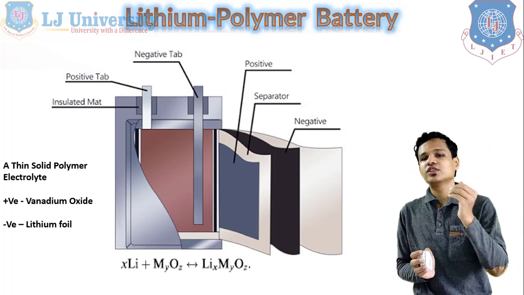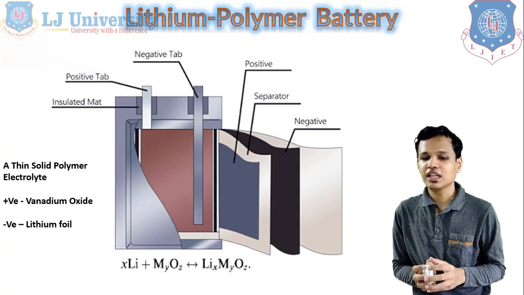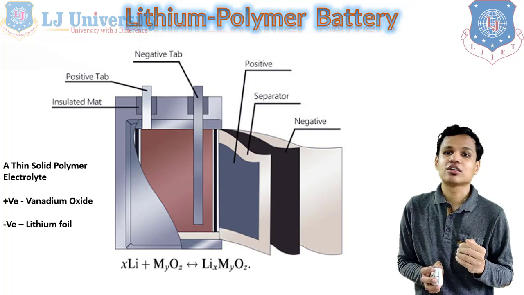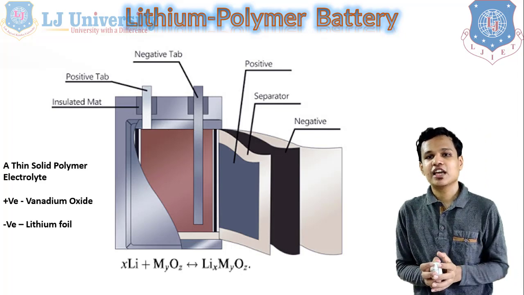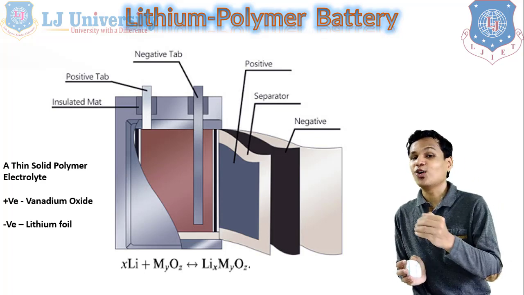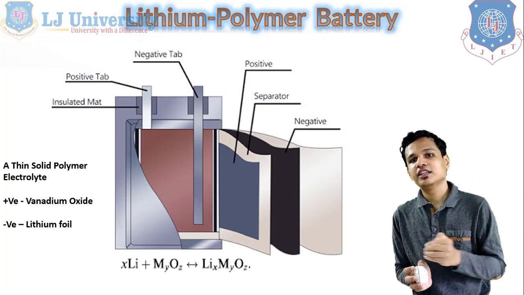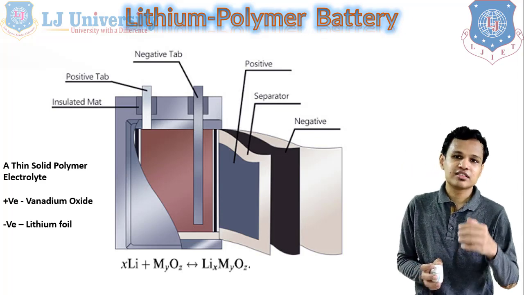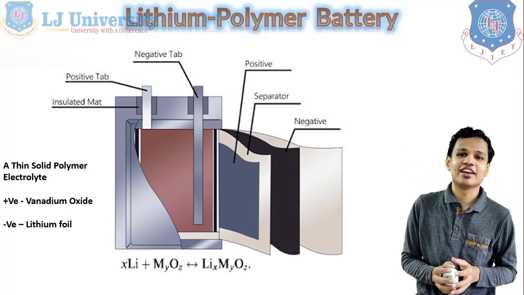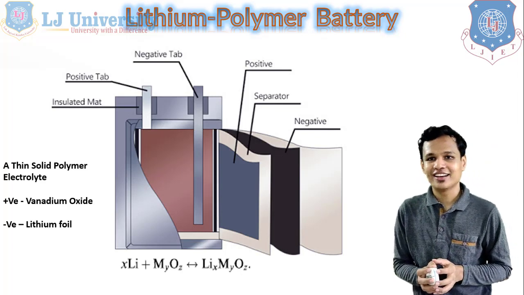The working of the lithium polymer battery is again similar to other batteries, that is Li plus MO2, that is metal oxide. Here we are using vanadium oxide, which gives us the lithium metal oxide, the combination of all three. The electrolyte will be a thin solid polymer, which supports the process between the lithium and the vanadium oxide. So this is how these batteries work.